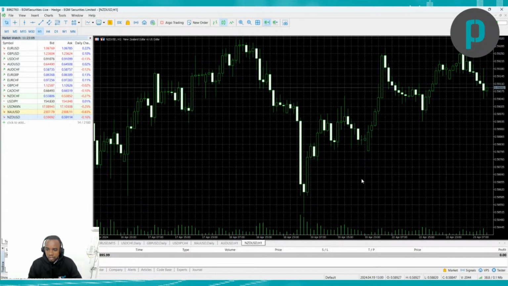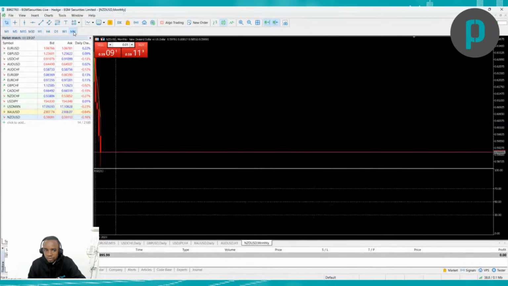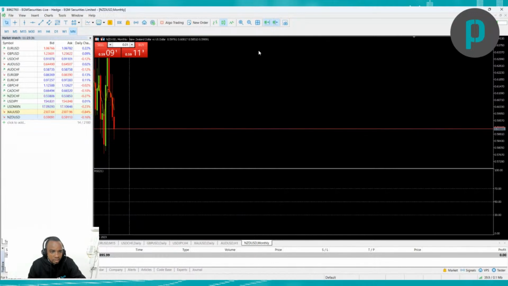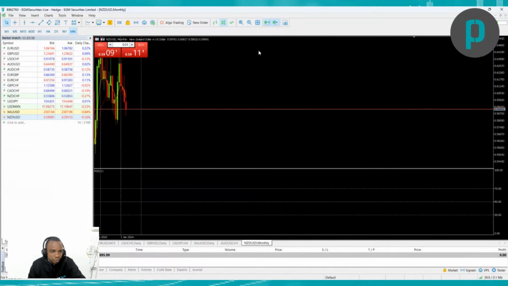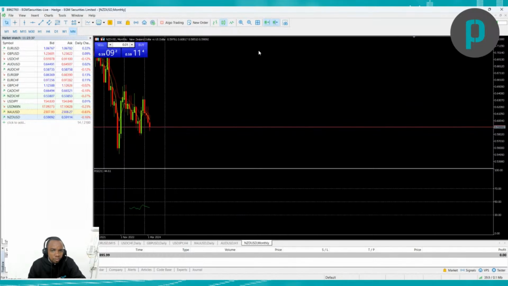So NZD USD, let's have a look at it also and seek opportunities. So we can see some resistance on the 200 EMA that happened earlier today during Asian session. And so what do we expect? So let's go to higher time frames once again, seek those areas, the resistance areas. Remember, we are still looking for opportunities to go shorter. So let's seek those opportunities.